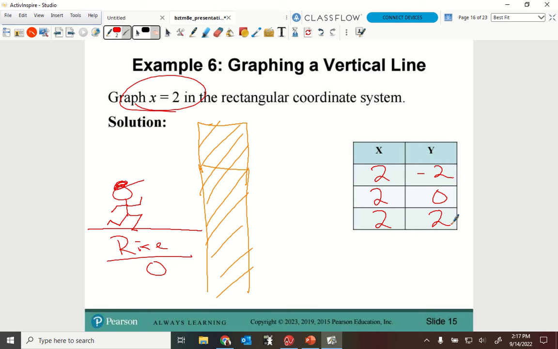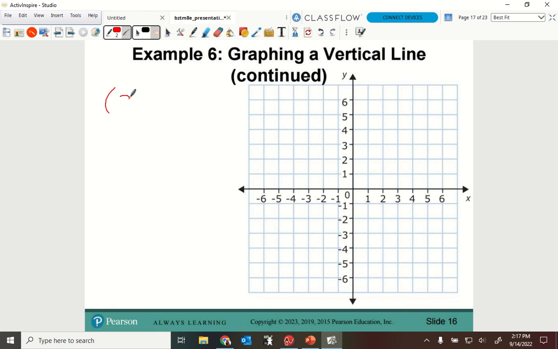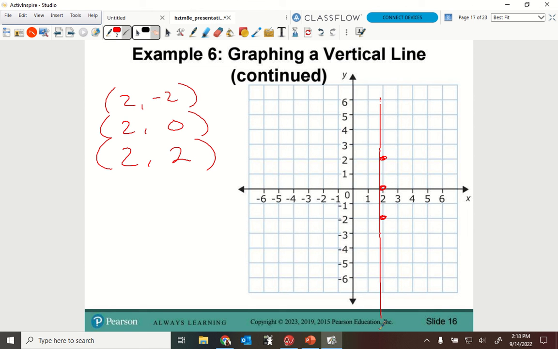Because we know x is always 2. So I'm going to do that. Now I'm going to graph those points. All right, so (2, -2), (2, 0), and (2, 2). And now, what am I going to do with those right there? What am I going to do with those 3 dots? You draw a line with it. Yeah, draw a line. Draw your straight line up and down. Ah, that went not so well. Let's straighten it out.